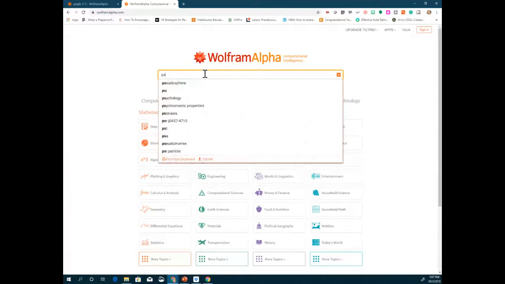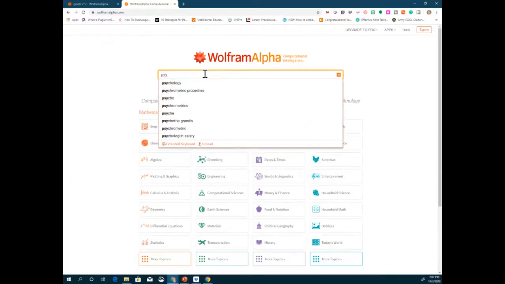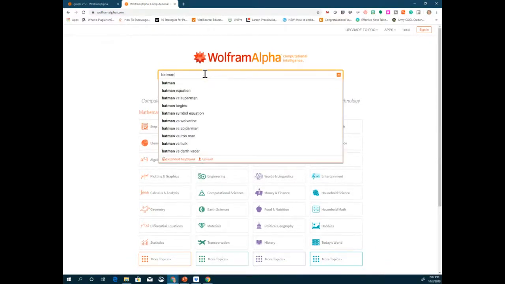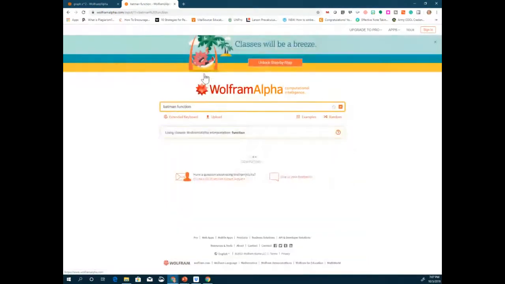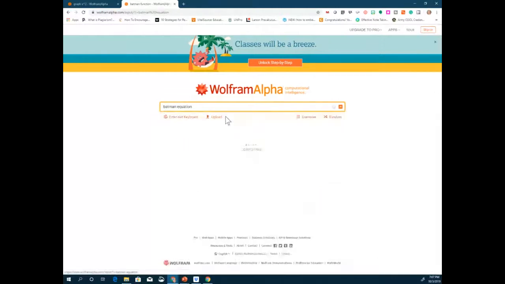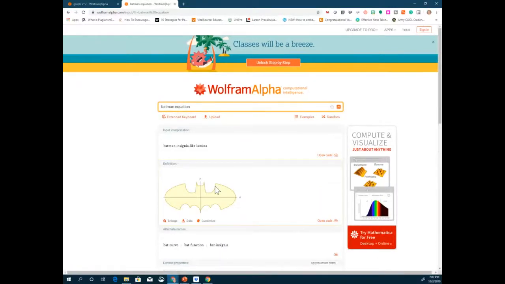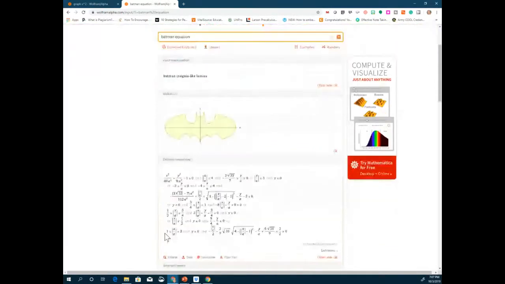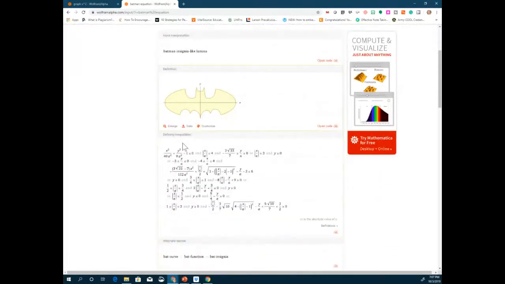Actually, let's do this one instead, the Batman function. It does some pretty cool things. Maybe it says Batman equation. Yeah, this is what I want. People have done pretty neat things. They figured out how to make Batman with an equation. So this is the whole equation to make that Batman symbol. I like Wolfram Alpha because it does fun things. I mean, it's crazy when you think about it, oh my goodness. But yeah, you can actually do really neat stuff with it, and people are crazy enough to do that.